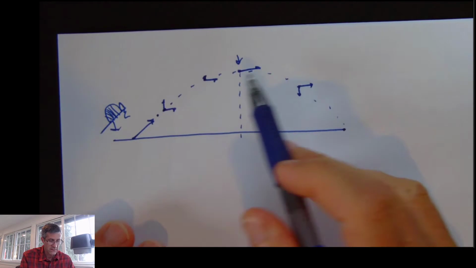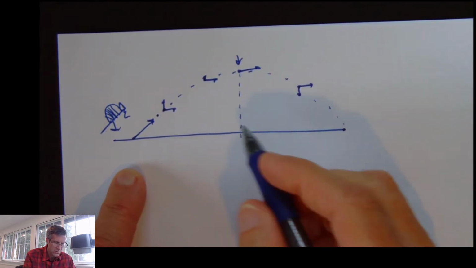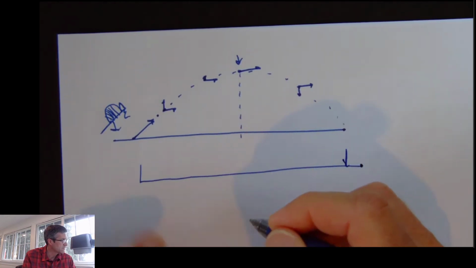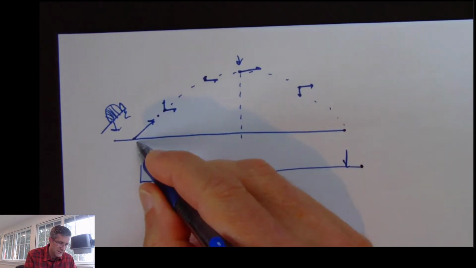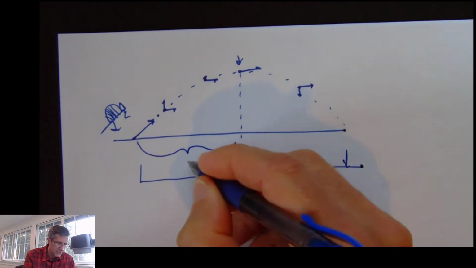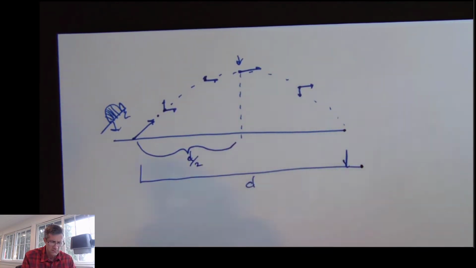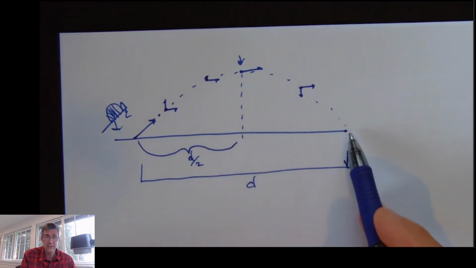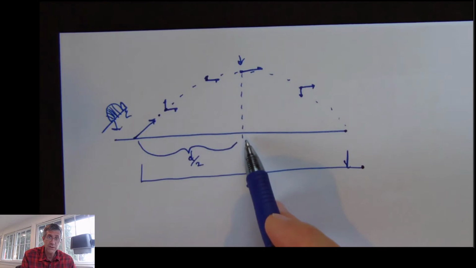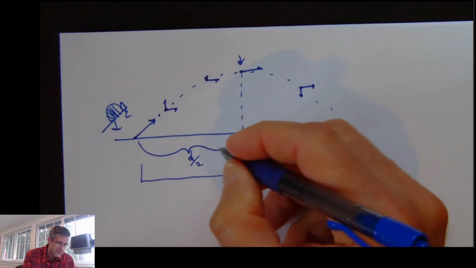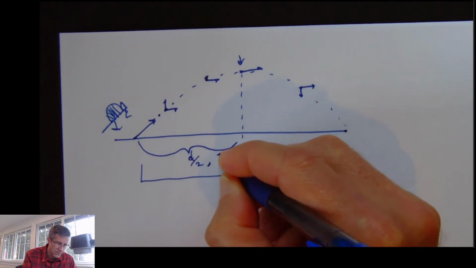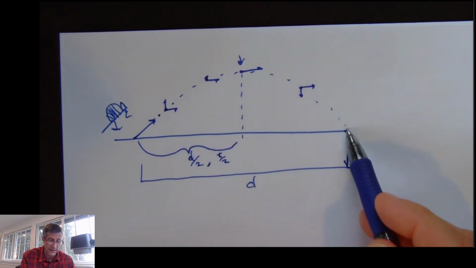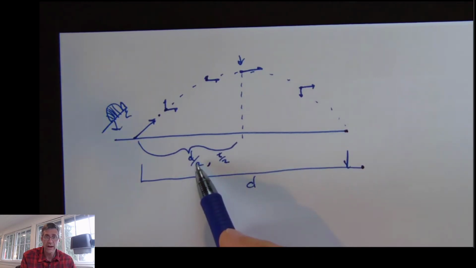So how long does it take to get there? Let me think about this. If the total distance from beginning to end is d, then the distance to get to the top is going to be half of that. And since I'm moving at constant horizontal velocity, if it takes me time t to go all the way, then it will take me half as much time to get to the middle. So when I get to my highest point, my time is half as long as it's going to take to get back to this position, and I've traveled half my total distance.